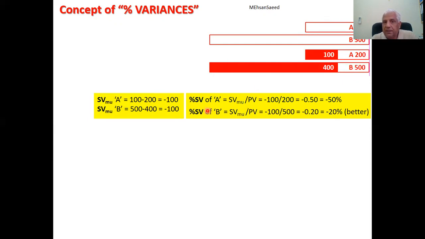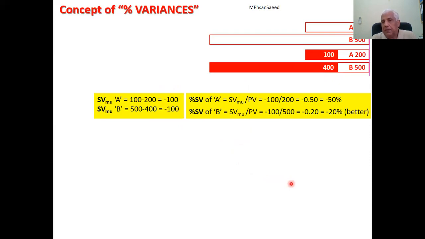So when we index this minus 100 to the planned value, which is 200, we get minus 50%. And when we index this minus 100 with its planned value, which is 500, we get minus 20%. So minus 50%, minus 20%. The progress of this is 50%, the progress of this is 80%. Of course, 80% is better than 50%. The progress of this project is much better. So percent schedule variance removes that misconception created by simple variances being equal.